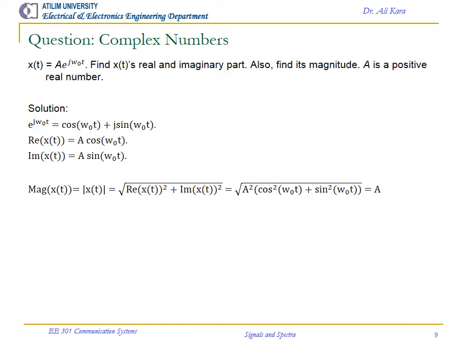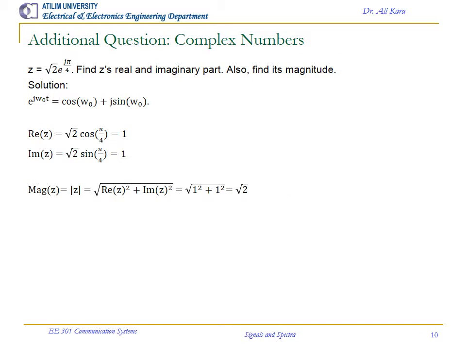Solution. Using Euler's formula, you decompose the complex part of x(t) into the real and imaginary parts. To find the magnitude of x(t), you take the square root of the sum of the real and imaginary parts squared.